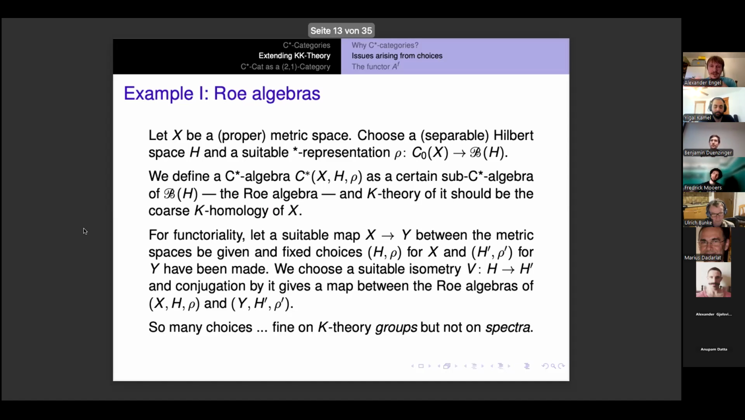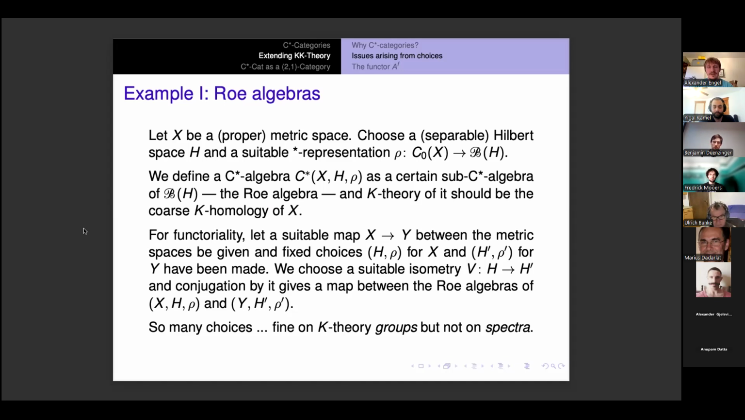And you see the problems here. We have basically two choices involved, right? First, for every such metric space X, we choose classically a Hilbert space. And for functoriality, we have to choose an isometry. Everything here is fine on K-theory groups, because what you can show is that any two choices that you can do here are related by conjugation by a unitary, for example. So on K-theory groups, everything is fine. But if you want to make it spectrum valued, then you get a problem, because then the choices actually might matter. So here you have really an issue arising from the fact that you're forced to make choices.